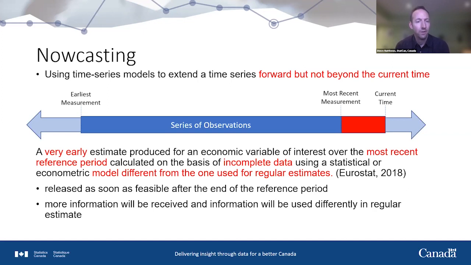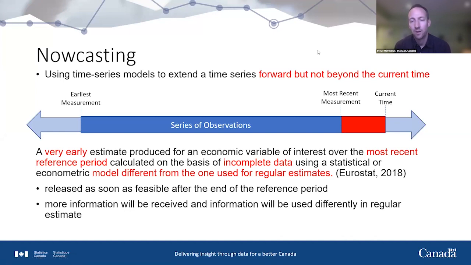Nowcasting is a very early estimate produced for an economic variable of interest over the most recent reference period, calculated on the basis of incomplete data using a statistical or econometric model different from the one used for regular estimates. I highlighted a few of the things that I think are key points in red. Very early: the point is to get a reliable number out as soon as possible. Over the most recent reference period: that identifies that we're not forecasting the future. It's only the most recent past. Calculated on the basis of incomplete data.